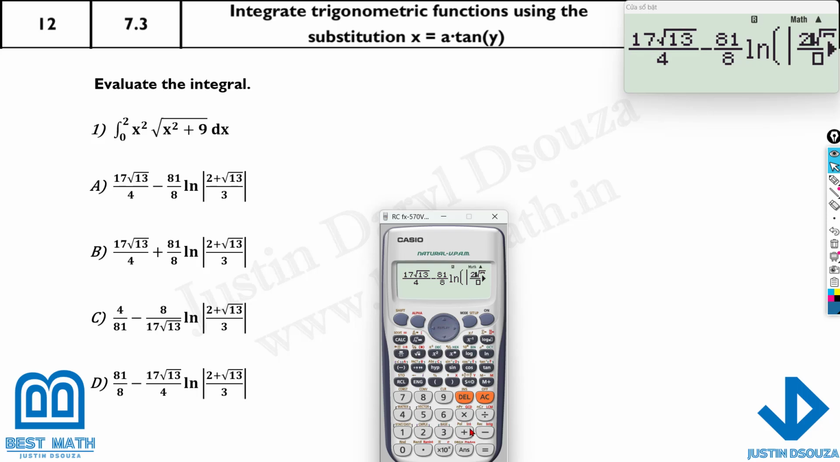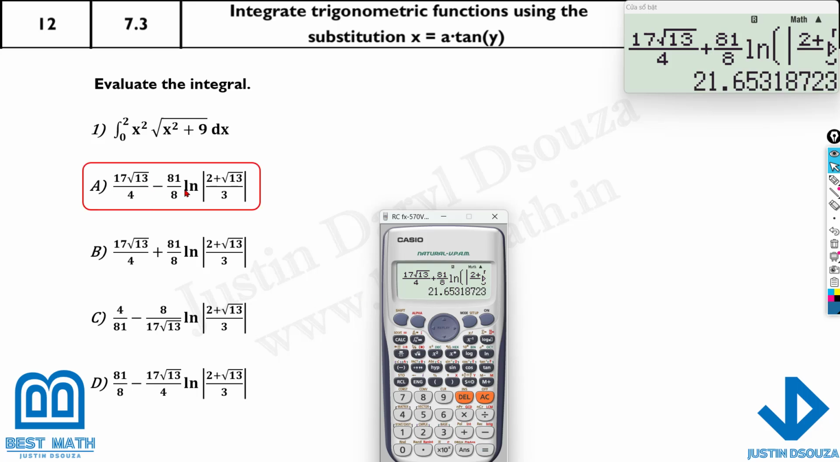Over here, it's 2 plus square root 13 divided by 3. And now you need to close the bracket. And here we go. The answer is, yes, this is the correct answer. Why? Because we got 8.99399. But what if I change this to the second option, plus? See, it's not the same answer. It's different. So option A is the correct answer.